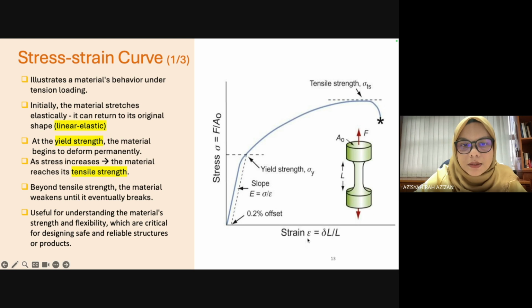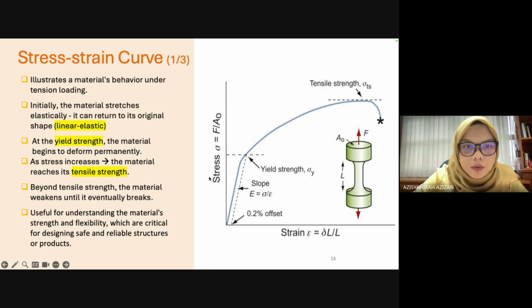This is strain. Strain is the amount the material has been stretched, delta L, compared to its original length, L. This is the original length. So this strain tells you how much the material deforms.